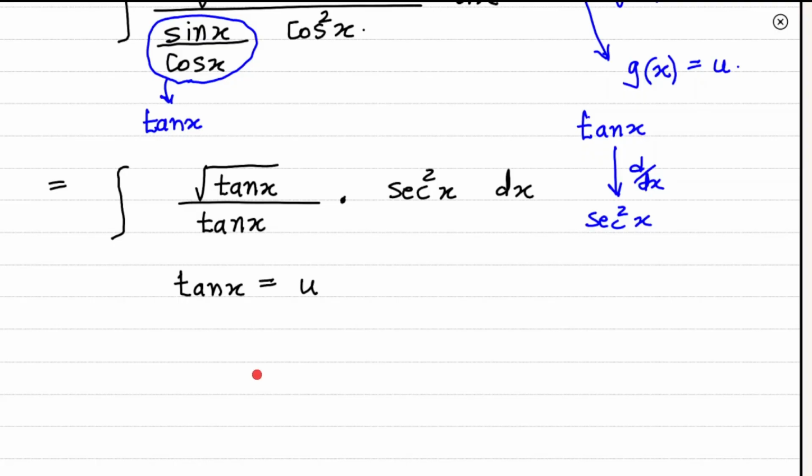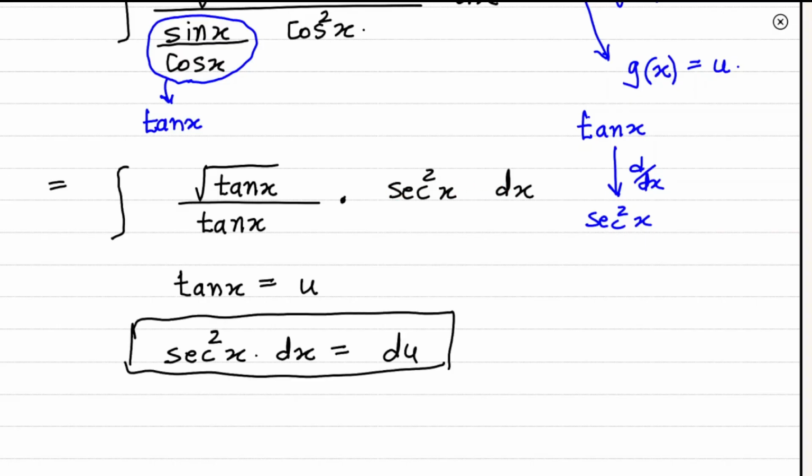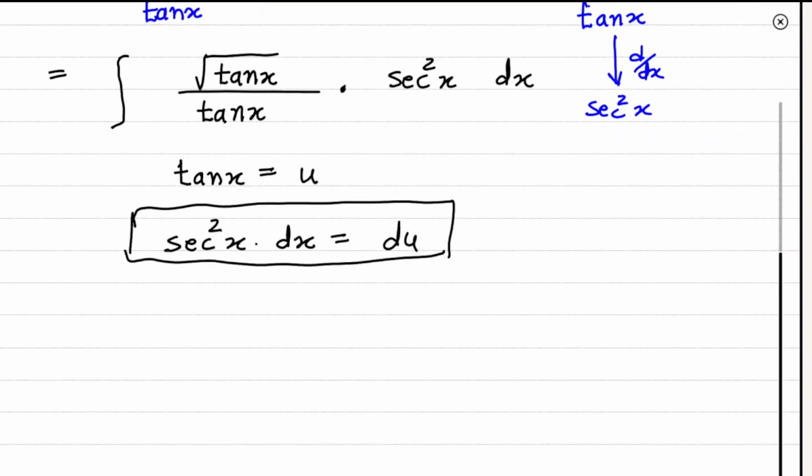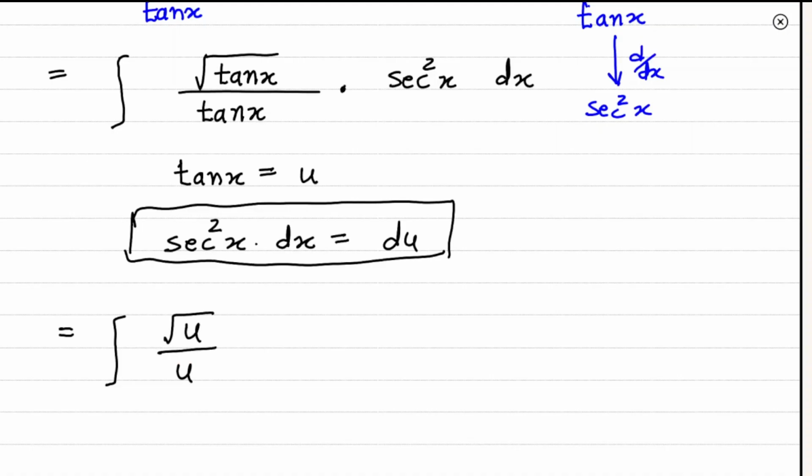Since we put tan x equal to u, we'll have to convert the entire integral from the x world to the u world. So we'll also have to convert the dx in terms of du. We'll differentiate both sides with respect to x. We know that the differentiation of tan x is sec square x, and then dx is equal to du. So this sec square x dx is nothing but du. Now let's convert the entire integral from the x world to the u world. So now you have the integral of square root of u divided by u, and then this part sec square x dx is nothing but du.